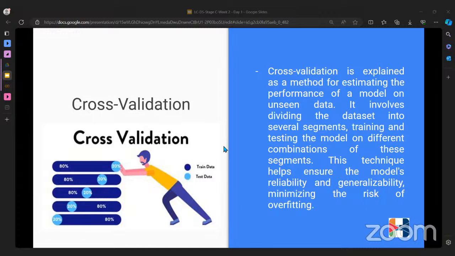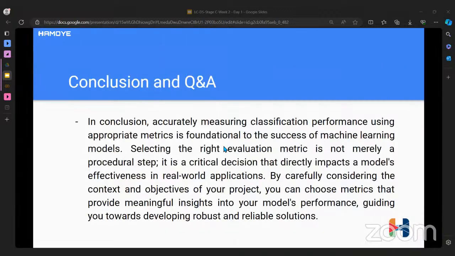Then lastly is just a conclusion of all what I have said. Metrics matter, as we have said. It is very important because if we don't know how to measure this performance, you may end up building a model that is not doing the right thing. You may end up building a model that is biased, maybe giving you a positive response when it is negative. So you need to know how to interpret all those performance metrics so that you know how to tune the model to get a better result.